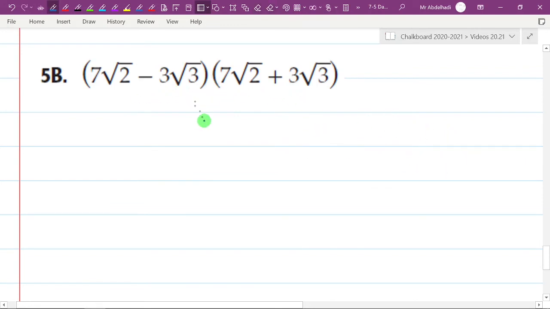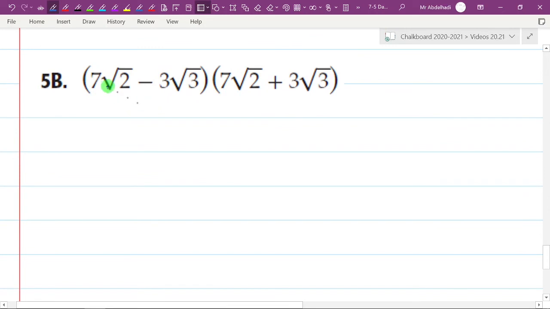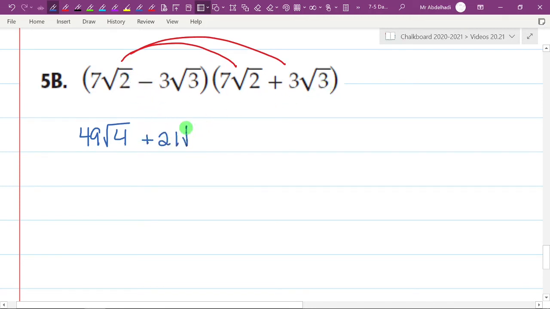Okay, so in this case, let's see what happens when we multiply the conjugates that are here. 7 radical 2, I'm going to distribute that first. 7 times 7 is 49. And radical 2 times radical 2 is radical 4. 7 radical 2 times 3 radical 3. Well, 7 times 3 is 21. And radical 2 times radical 3 is radical 6.